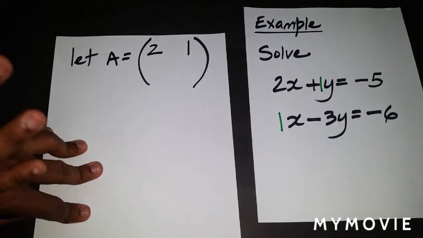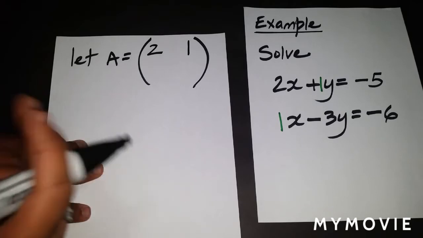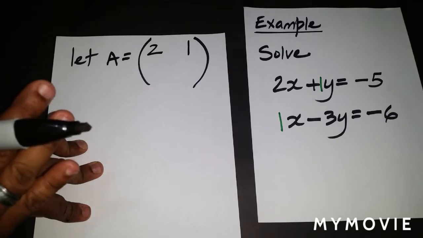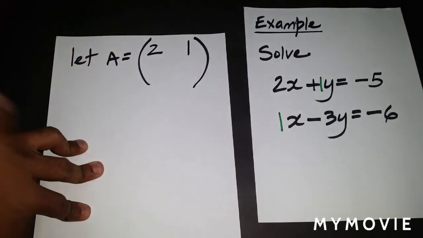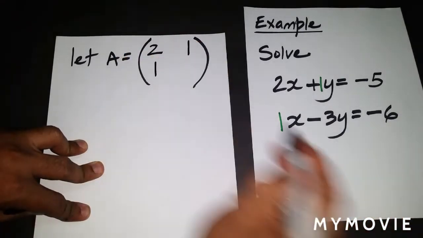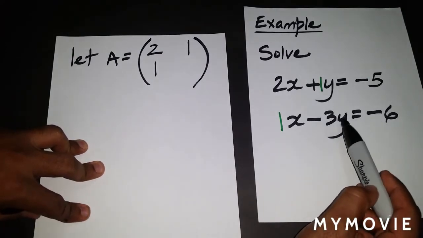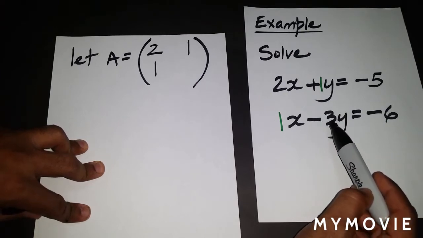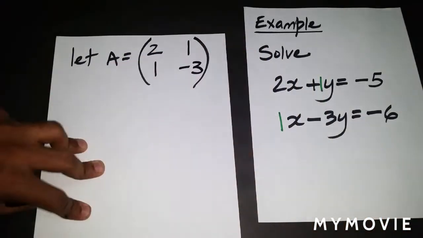So I'm creating a 2 by 2 matrix using the coefficients of the unknowns. Of course, the two unknowns are x and y. Now in equation 2, the number in front of x is positive 1. That goes there. And be careful: the number in front of y is not 3, but negative 3. A lot of students mess up that part. So negative 3 comes right there.